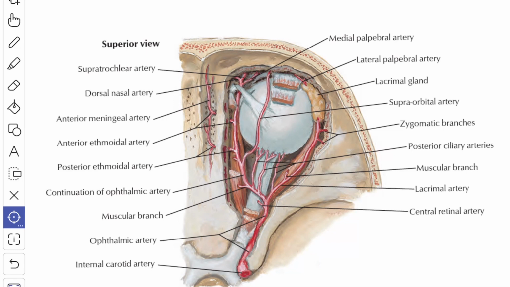So, it gives rise to the central artery of the retina. So, this is the central artery of the retina. It arises from the ophthalmic artery below the optic nerve, runs forward in the dural sheath and pierces the optic nerve inframedially about 1.25 centimeter behind the eyeball.